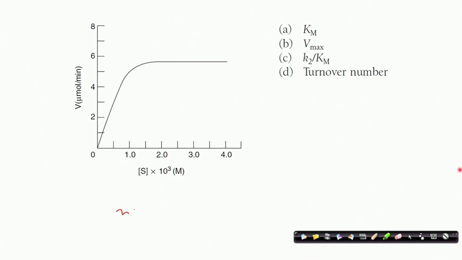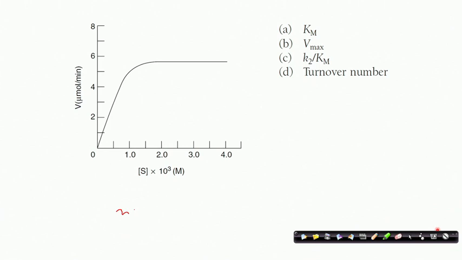Now, the first thing to calculate is Km. Km can be defined in two ways. One, as I told you, it is a measure of the dissociation constant of the enzyme substrate complex into E plus substrate. It is also the concentration needed to reach half of Vmax.